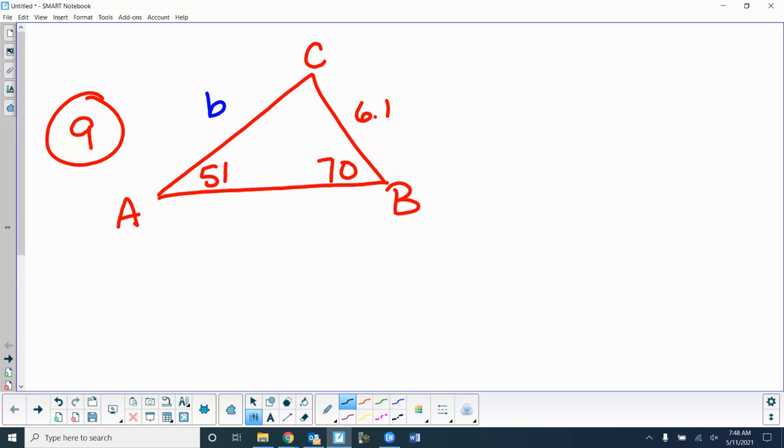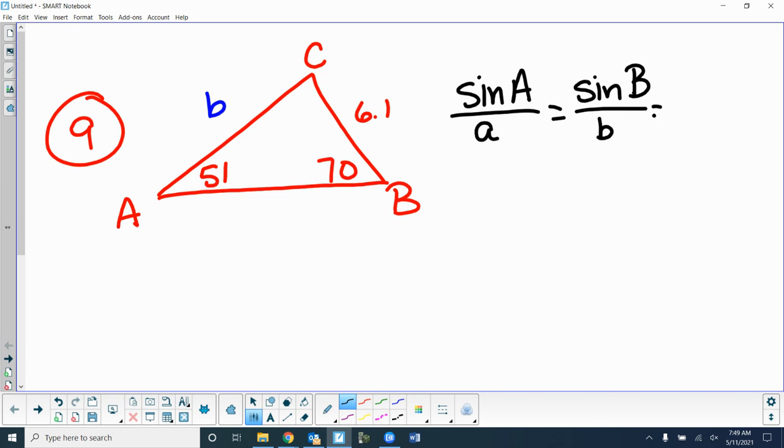Okay, so law of sines says the sine of angle A divided by the length of side A is equal to the sine of angle B divided by the length of side B, which is also equal to the sine of angle C divided by the length of side C. So you might want to put that on your note card so you have it.